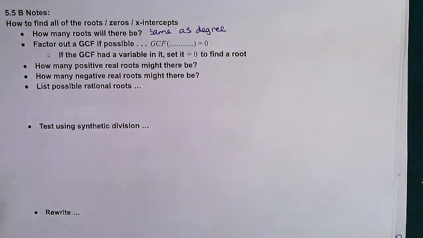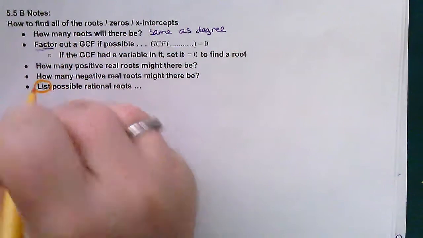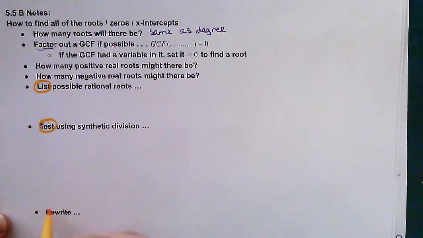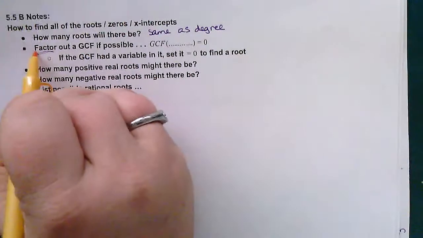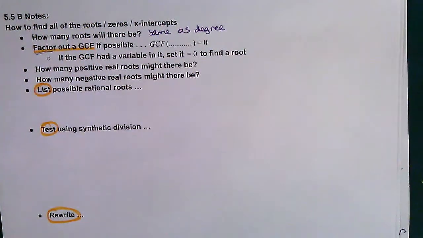And then the first thing you need to do is factor out a GCF if you have one, and take it out to the front. And then after that, we are going to do list, test, rewrite. List, test, rewrite. It gets repetitive, and you have to do that over and over again until you can find all of the roots. So first thing, factor out a GCF, and then list, test, rewrite.